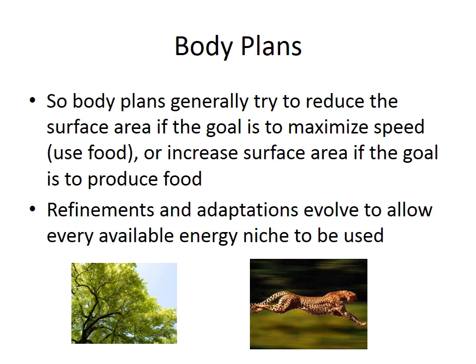So body plans generally try to reduce the surface area if the goal is to maximize speed, which means you would be using food. That would be like in something that has to go fast to avoid predators or to catch prey. And body plans will generally increase surface area if the goal is to produce food. Refinements and adaptations evolve to allow every available energy niche to be used. So from these plans, we refine and we adapt. And the reason is we want to maximize the energy that we receive to make it useful for us to do work.